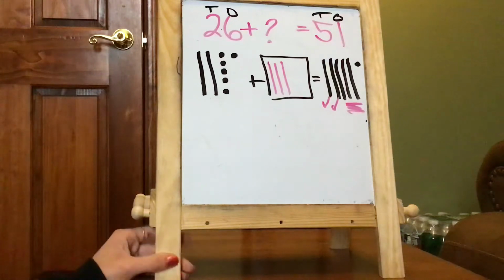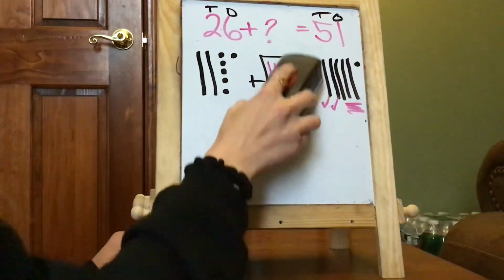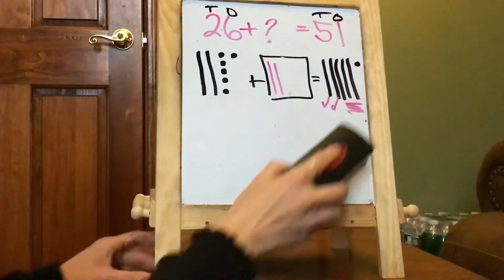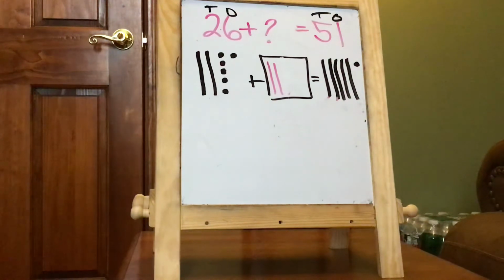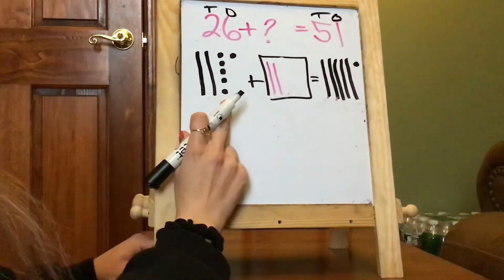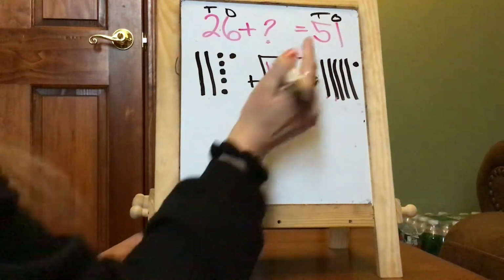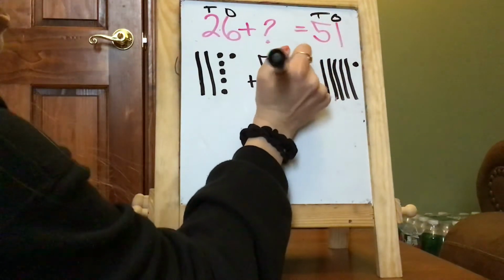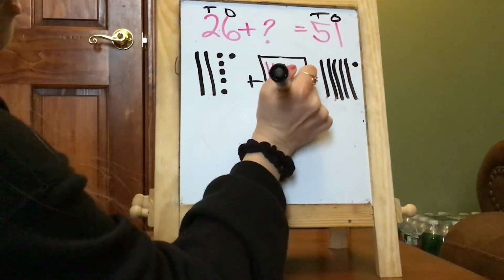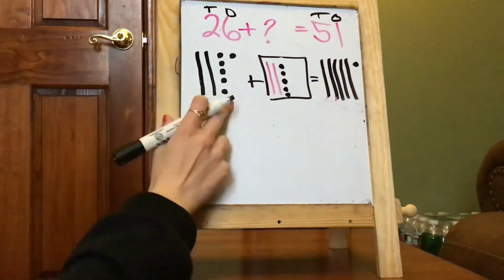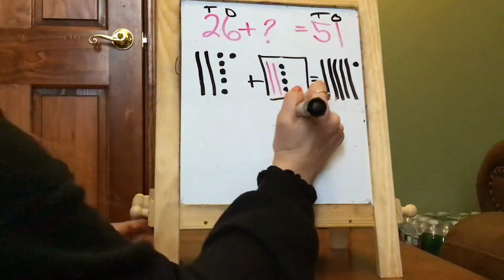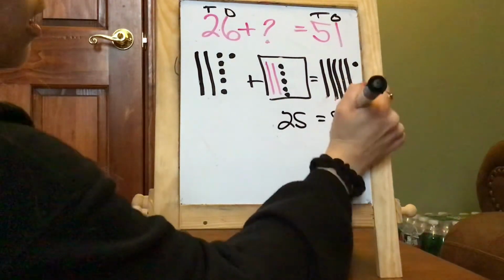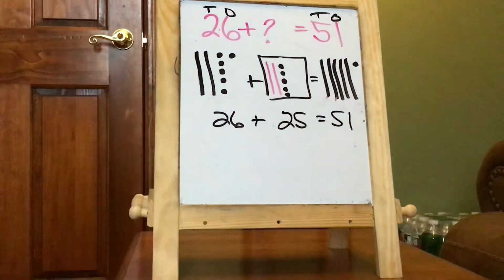So we know 3 tens would be too much. What you can do is take away 1 ten and then count on with ones. So from 26, now you have 36, 46, 47, 48, 49, 50, 51. So 26 plus 10, 10, 1, 2, 3, 4, 5 equals 51. That's how you would use the base 10 strategy to solve for a missing addend.